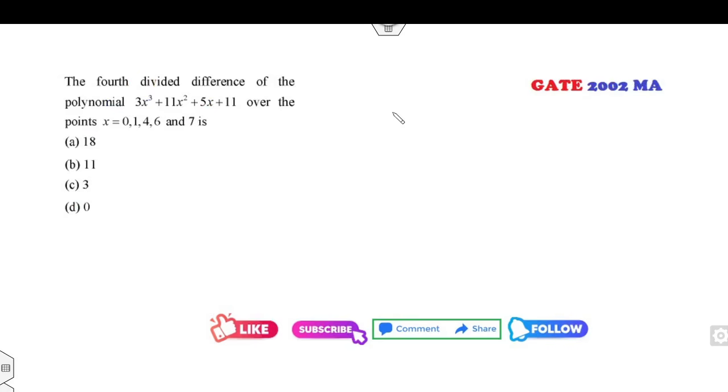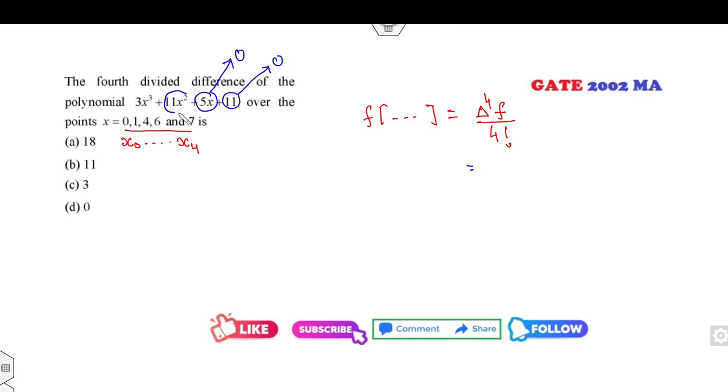You can see the fourth divided difference at these points. Again, how many points are there? This is my x0, x1, x2, x3, x4. All are points. That means the fourth divided difference is the fourth derivative divided by 4 factorial. What is the fourth derivative of 11? 0. Fourth derivative of 5x? 0. The fourth derivative is my 0. So 0 over 4 factorial. The right answer is 0.